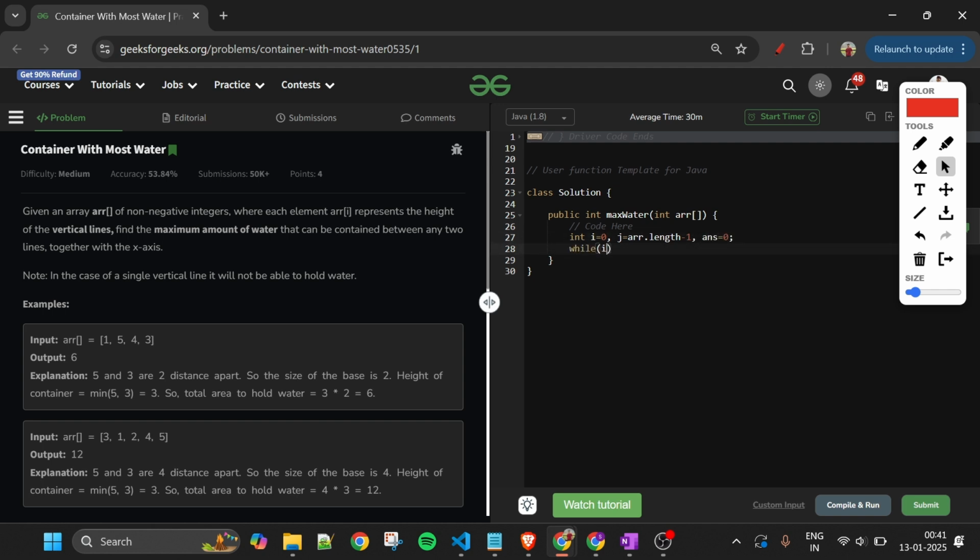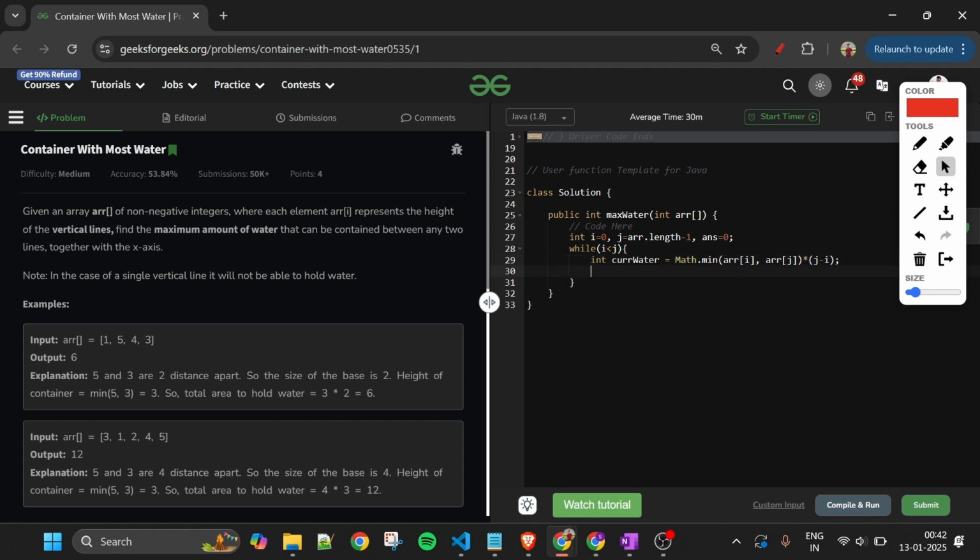Okay, now I will simply write while i is less than j, because I need two walls, and if i is equal to j, it means I have got only one wall, which is not sufficient. I at least need two walls to store the water. So let's say current water, how much I can store. I've already told you how we are going to get it. It will be equal to Math.min of the lengths of the walls, which is arr[i] and arr[j], and I will multiply it by the distance between these two walls, which is equal to j minus i.